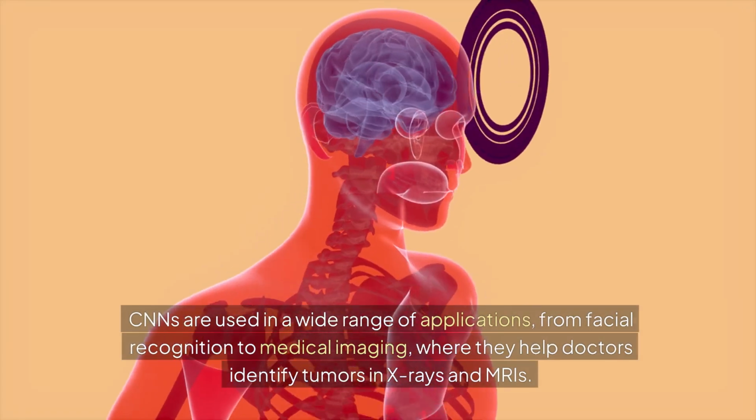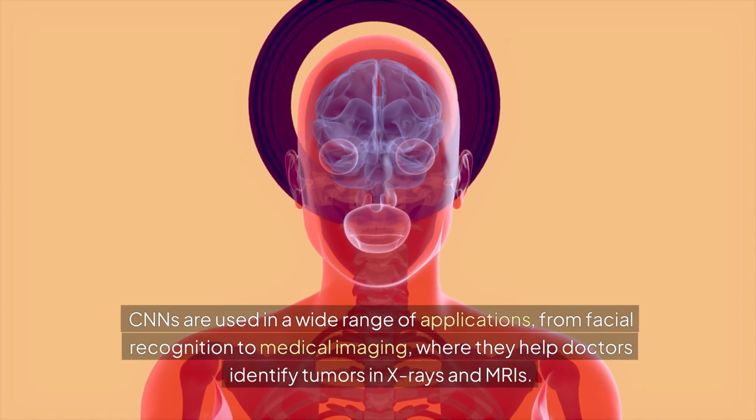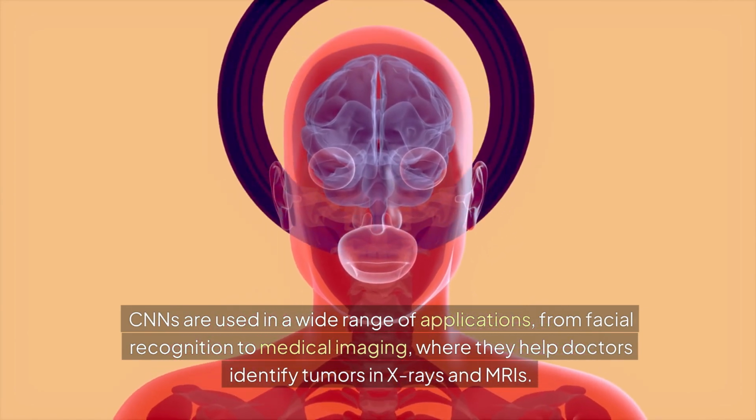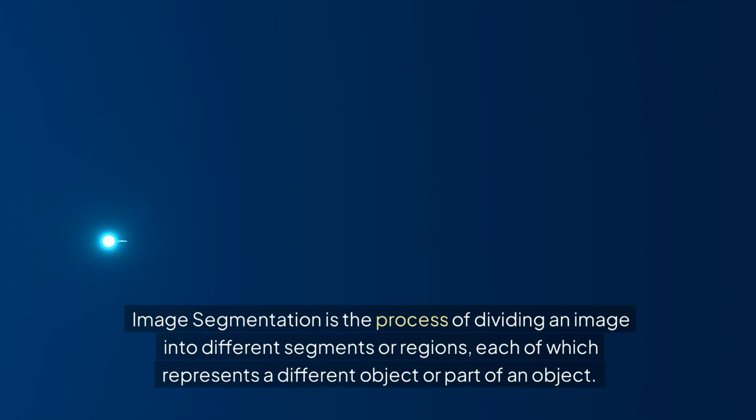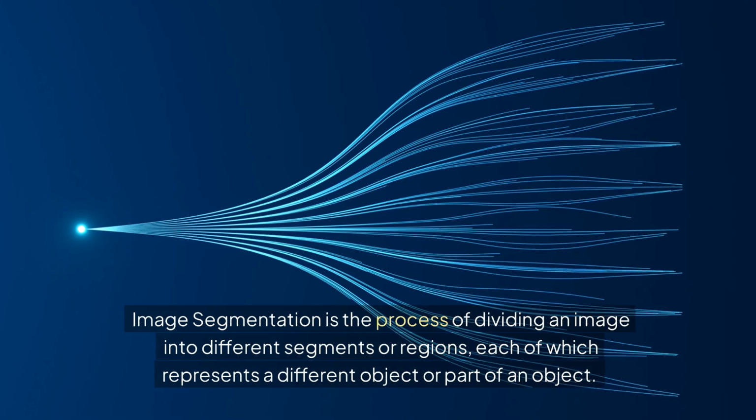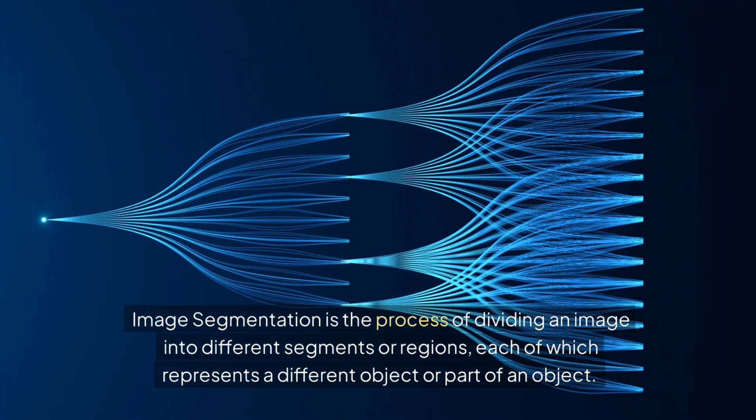CNNs are used in a wide range of applications, from facial recognition to medical imaging, where they help doctors identify tumors in X-rays and MRIs. 2. Image segmentation. Image segmentation is the process of dividing an image into different segments or regions, each of which represents a different object or part of an object.